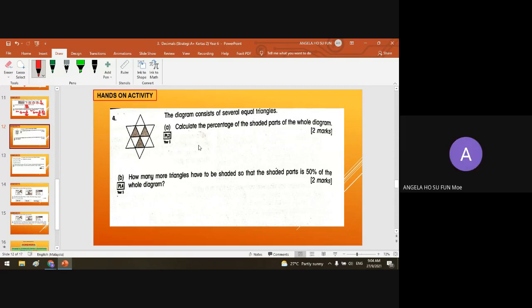25%. 35%, huh? Okay, let's look at whether you did it correctly or not. How many shaded parts? There are 3. How many altogether? The triangles altogether, the shaded and the unshaded parts. So 1, 2, 3, 4, 5, 6, 7, 8, 9, 10, 11, 12. There are 12 triangles altogether. Calculate the percentage of the shaded part: 3 over 12, times 100%.